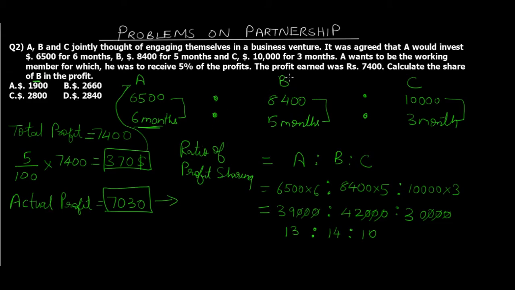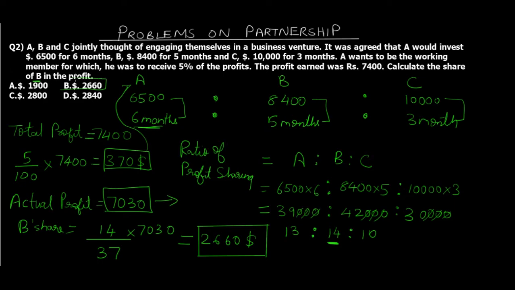So now what they're asking is the share of B in profit. So for B, we know this is the part that he's going to get. So B's share is equal to 14 upon the total share, which is the addition of these three. So 13 plus 14 plus 10 is going to give 37. So out of 37 parts, 14 parts are to be given to B, and this is going to be calculated on the total profit of 7030. So the final answer is going to be $2660. So option B is going to be our final answer.